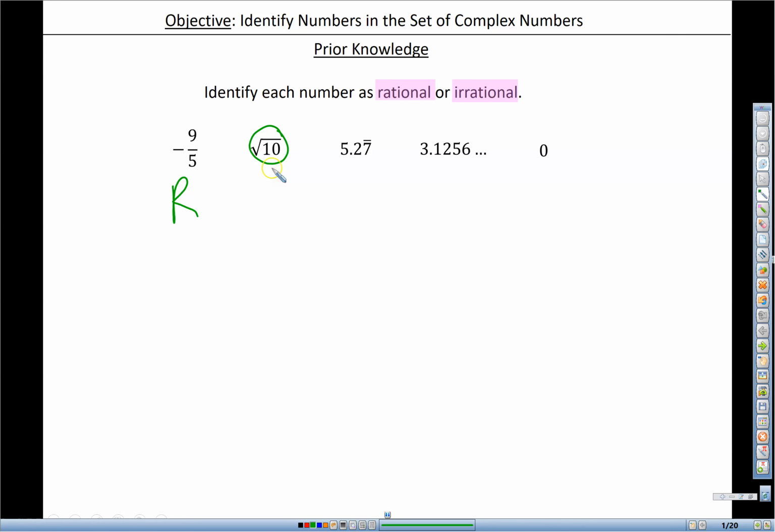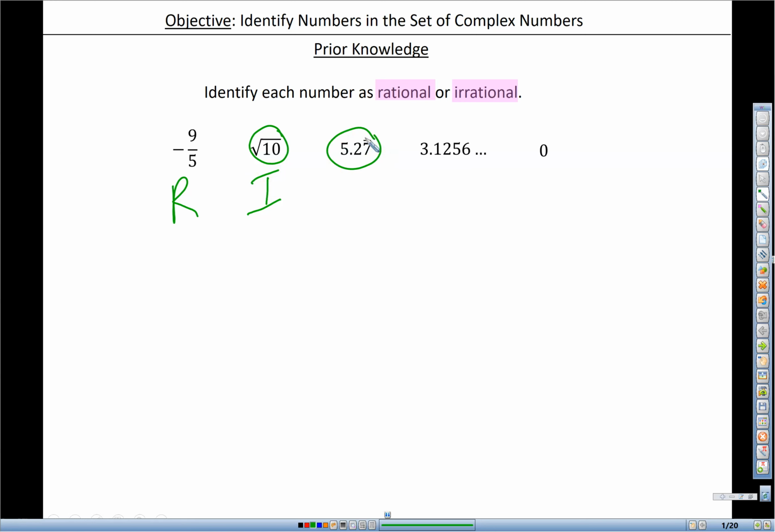Square root of 10. Some square roots will simplify and some won't. If it will simplify to a whole number, then it would be rational. But if it cannot simplify to a whole number, then it would be irrational. Irrational, remember, means that the decimal would continue forever and would not have a repeating pattern. Square root of 10 would be like that. So this would be an irrational number.